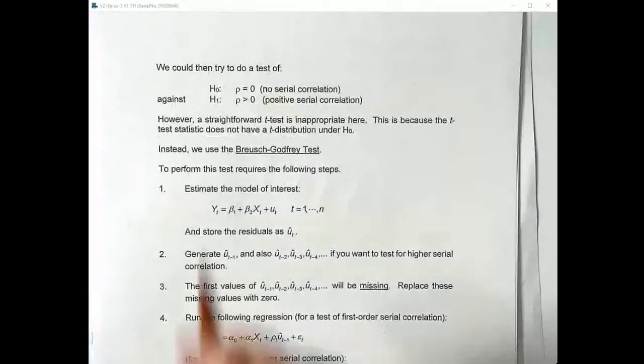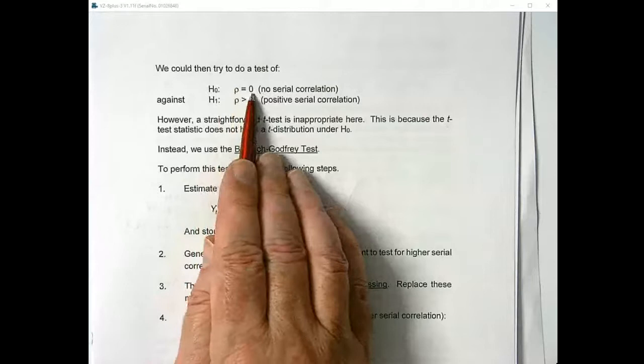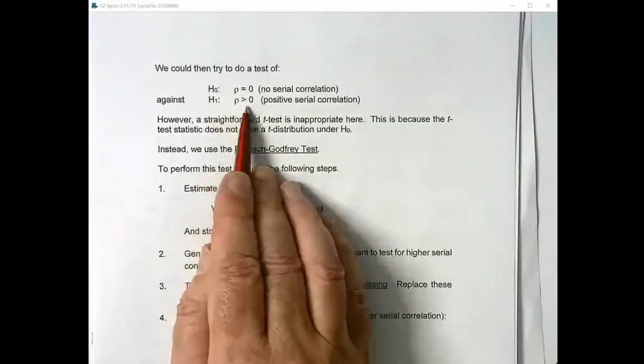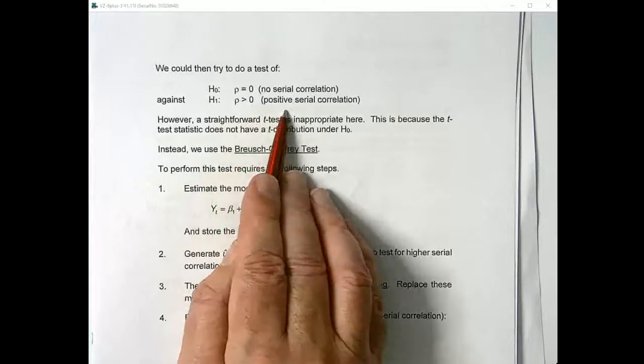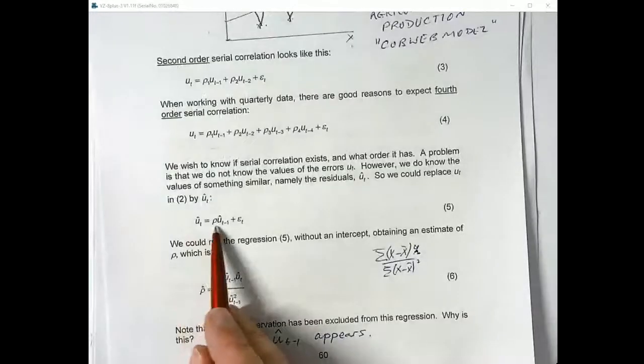Page 61. We could then try to do a test of the null hypothesis that rho equals 0, that's no serial correlation, against the alternative hypothesis of rho positive, that's positive serial correlation. So what we're saying here is, here's a regression. We do this regression without an intercept, and then we test the hypothesis that rho is 0 or positive, and that's a test of serial correlation.